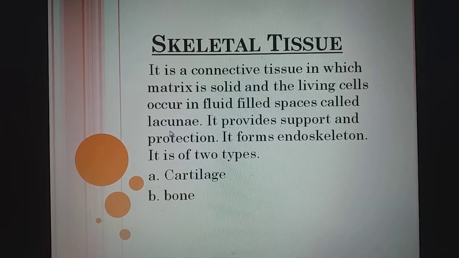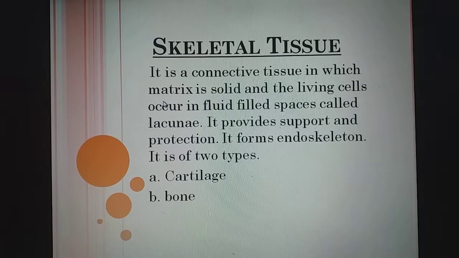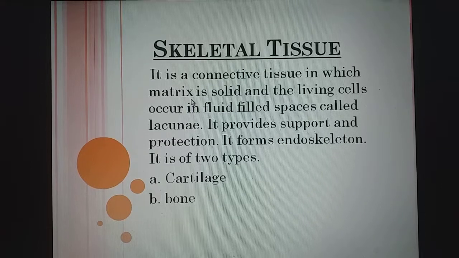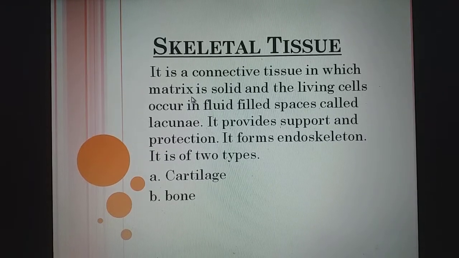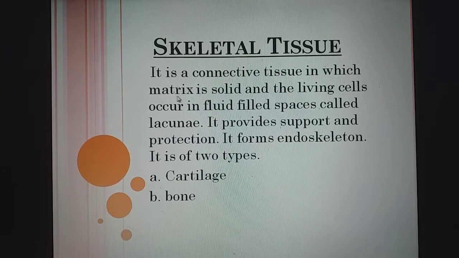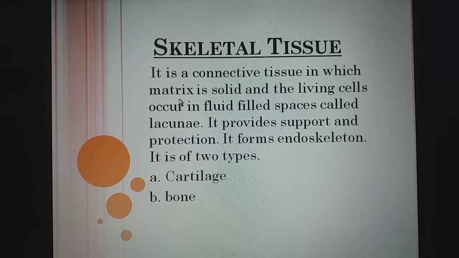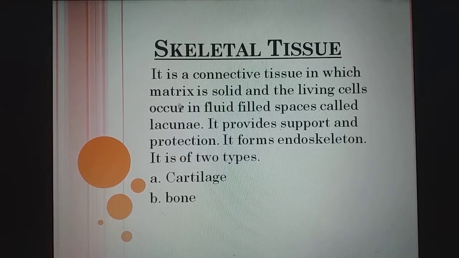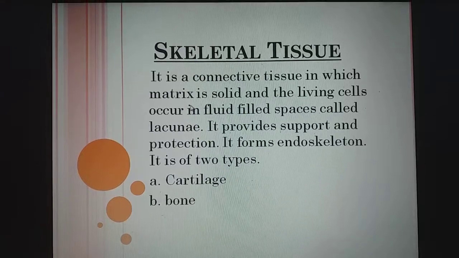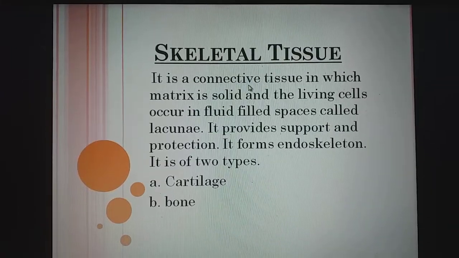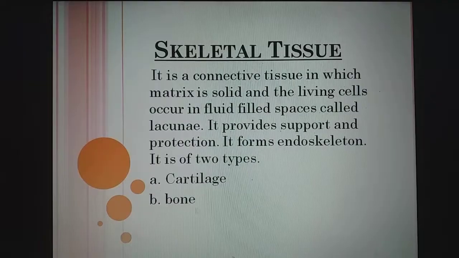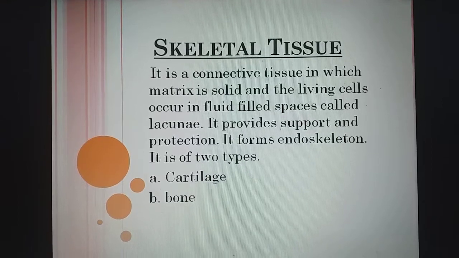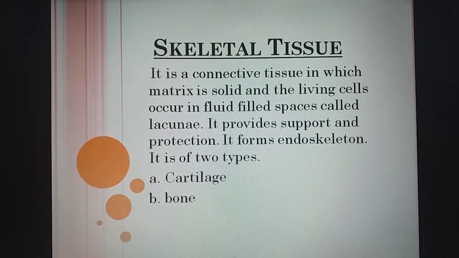Now listen children, this matrix is very important in the context of connective tissue, because on the basis of this matrix only we have divided connective tissue into three types. First was where the matrix was jelly like. In that, four examples were there: areolar tissue, adipose tissue, ligament and tendon. Now here in skeletal tissue this matrix is solid. Examples of skeletal tissue are cartilage and bone. Another thing is that here the fluid filled spaces are there, meaning the spaces are filled with fluid, and those spaces are known as the lacunae.